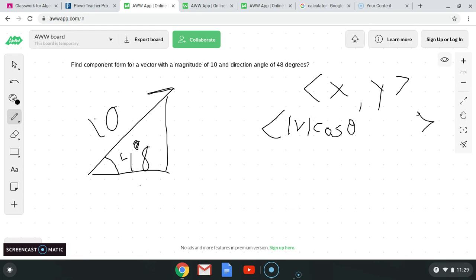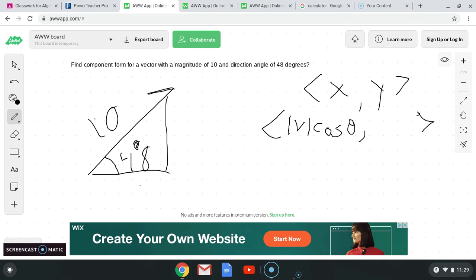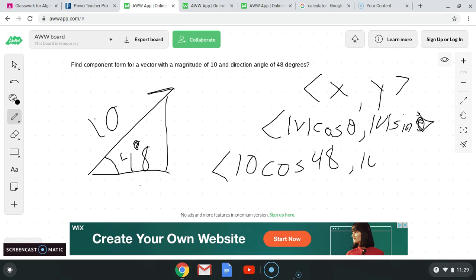of the angle. And then our y value is the same thing: the absolute value of v, or the magnitude, times the sine of the angle. So in this case, to find our component form, it would be 10 cosine of 48 and 10 sine of 48. That gives us our x and our y component, which tell us how far we go from here to here.